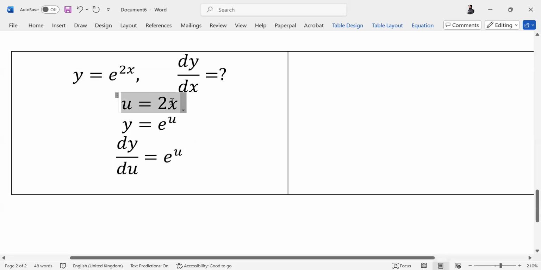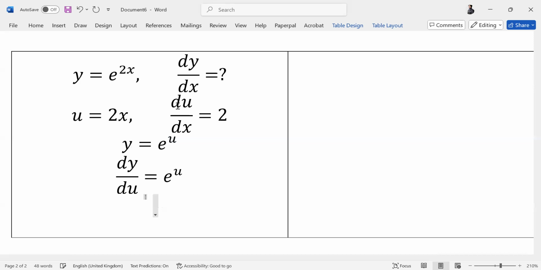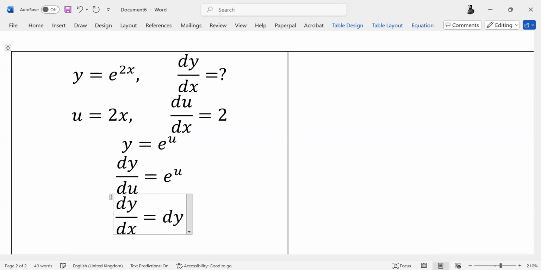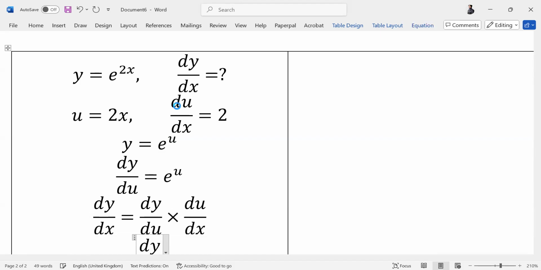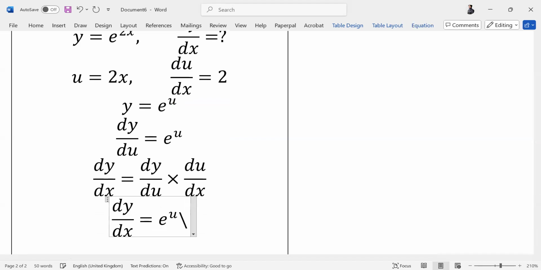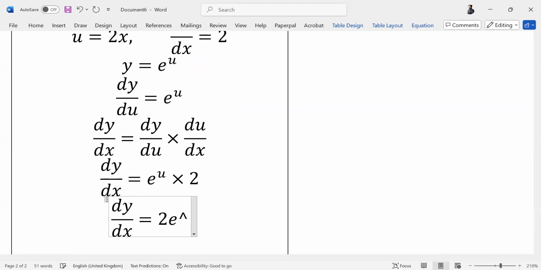Yes. If I'm differentiating this, what do I call this? du by dx, and what will that be? What will be the derivative of 2x? It is 2. And which derivative was I searching for? So can I use the chain rule, dy by du times du by dx? So dy by dx is e to the power u times 2. Now plugging in, it is 2 e to the power 2x, since u was 2x. Makes sense?